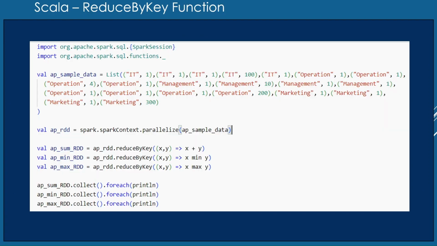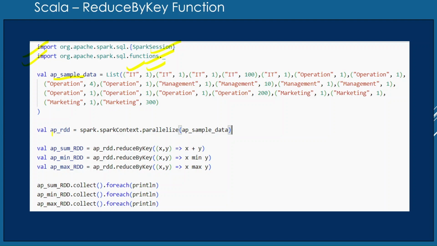So what I'm going to do now is an exercise where I will show you how the reduceByKey function works in Scala. For this, I am just importing the required libraries. Here I am importing the Spark session. Here I am importing all the required functions. Here I am creating a list that contains pair data, key and value, that we're going to use to create an RDD.